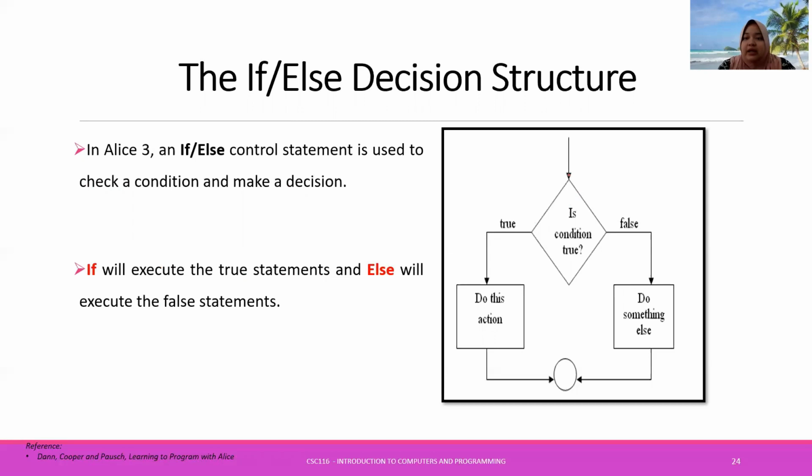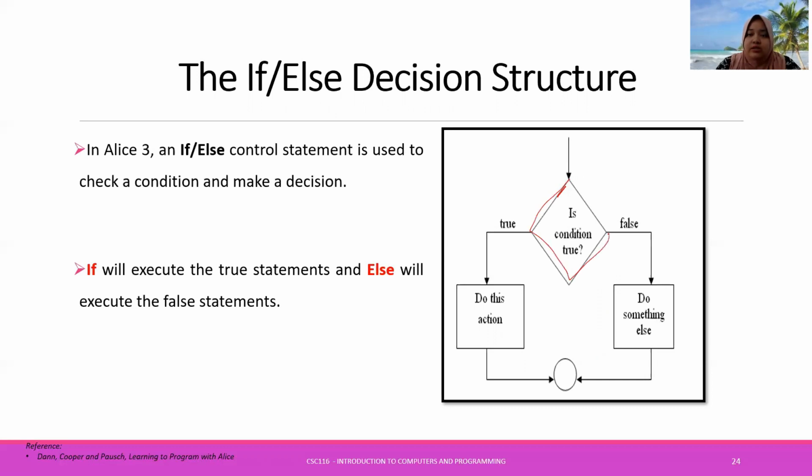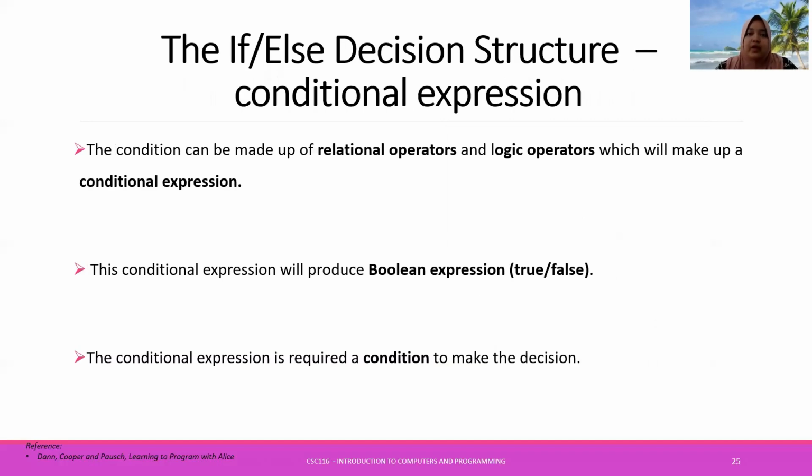Contoh, ingat dalam flowchart untuk selection 1 to 6 awak dah belajar flowchart betul. Untuk selection dia punya orang kata shape untuk represent the condition is the diamond shape. Okay, is condition true, apa-apa condition dalam ni lah. Kalau dia true, dia akan buat this action. Kalau dia false, dia akan buat this action. Okay, so itu dia if-else decision structure.